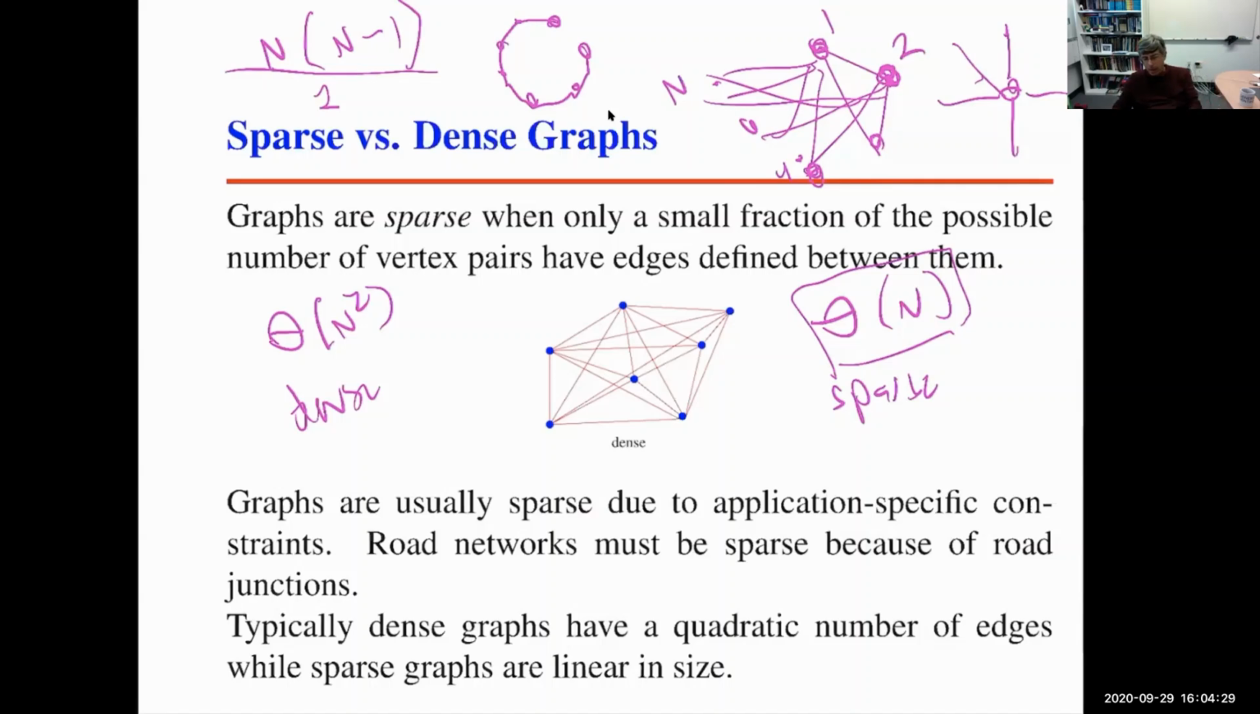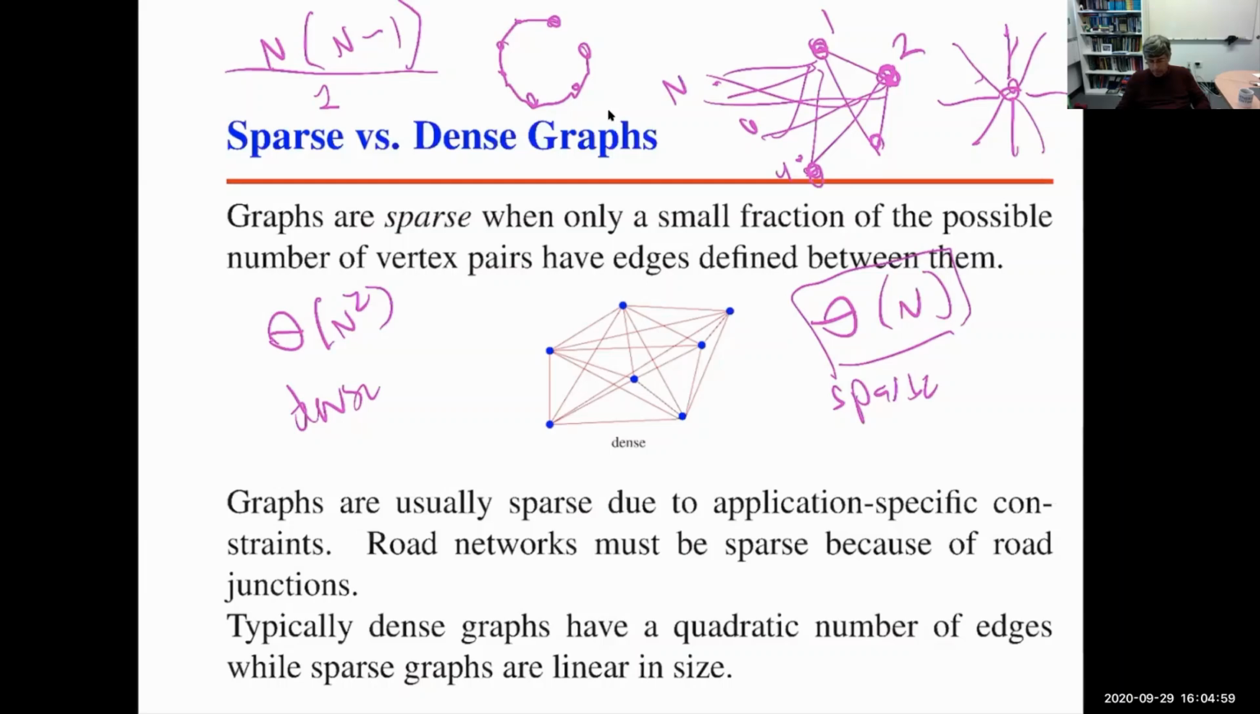You could imagine a horrible world. But you can't have 100-way junctions just because of the way the earth works. You've got to have cars meeting at a physical junction. Road networks are sparse. The number of roads grows linearly in the number of junctions. So most graphs in the world that we deal with are sparse. Any questions?